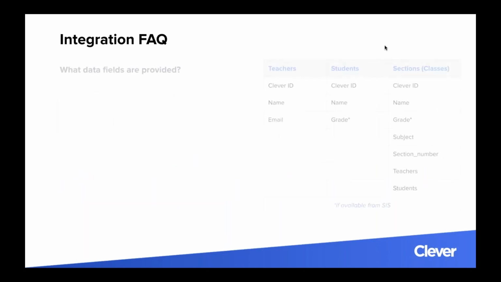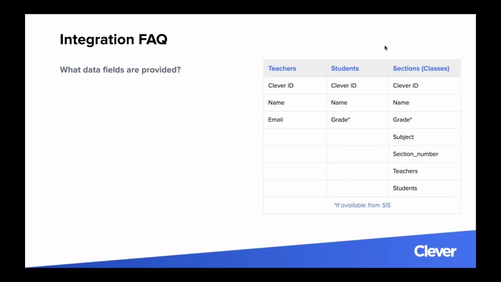So here are some integration frequently asked questions. So what data fields are provided? Our chart to the left outlines what fields you have access to with each object type. You'll see that we do not have school or district information. So if this is needed, I recommend creating an onboarding flow that will collect this information upon sign up.